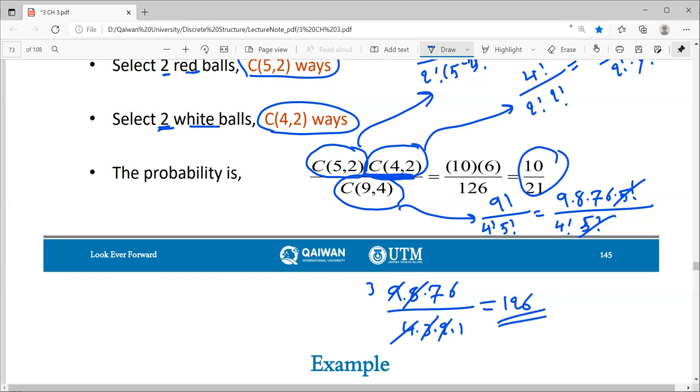That means it equals 10 times 6 divided by 126. It equals 10 divided by 21. Okay, this is the result.